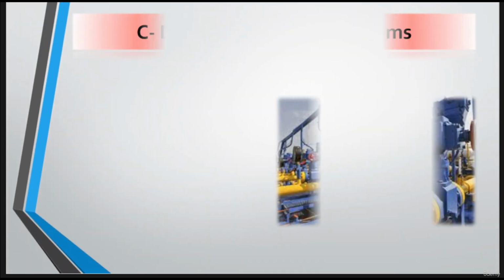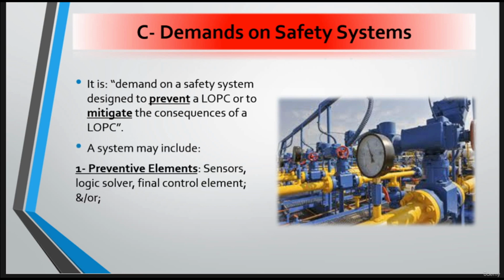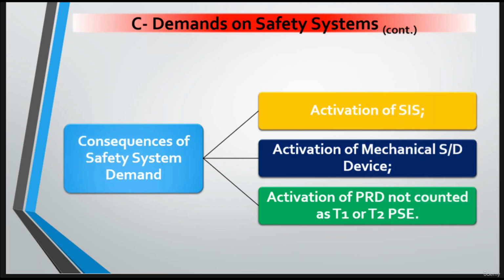Okay, so let's talk about demands on safety systems. The demand on a safety system is defined to be a demand on a safety system designed to prevent the LOPC or to mitigate the consequences of LOPC. The system may include preventive elements such as sensors, logic solvers, final control elements, and/or mitigative elements such as pressure relief devices, flare scrubbers, and so on. Okay, so the consequences of a safety system demand will be either the activation of a safety instrumented system to prevent or to mitigate, or the activation of a mechanical shutdown device, or activation of a pressure relief device not counted as a Tier 1 or Tier 2 process safety event. And regardless of the phase of the operation, whether it is startup, shutdown, normal, or temporary emergency shutdowns, whatever it is, the demand should be counted.